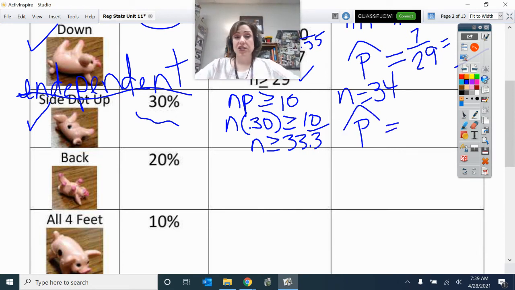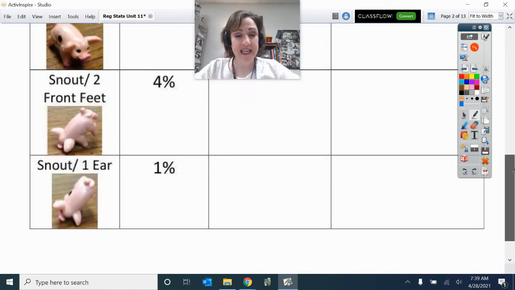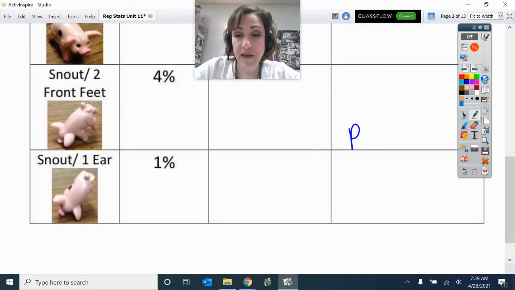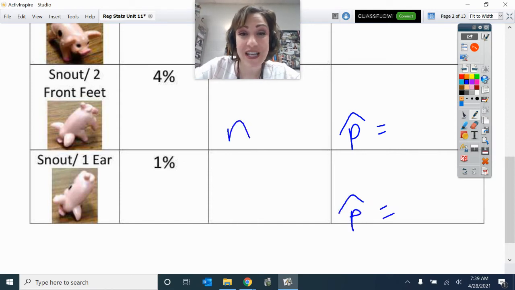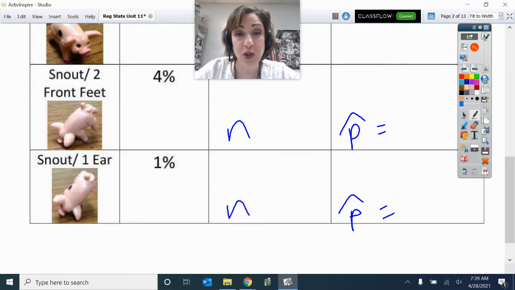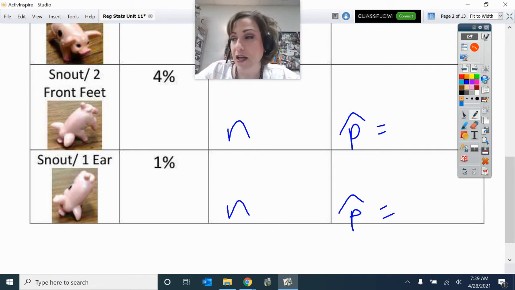Okay, so that's how we do that. All right, and then you will go through and collect all your data and you will have a p hat for everything. Now, these last two, the sample sizes are huge. So you might consider collecting data from multiple people. You say, hey, you do 100, I'll do 100, or I'll do 150, or I'll do 200, whatever, and then we'll combine our results together.